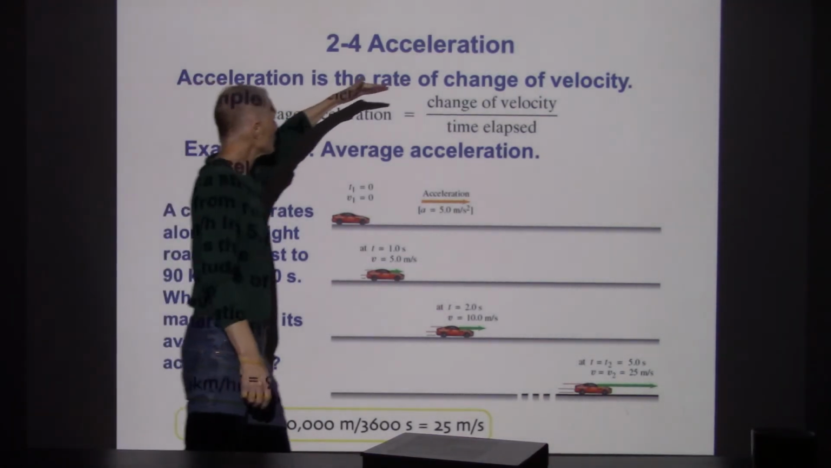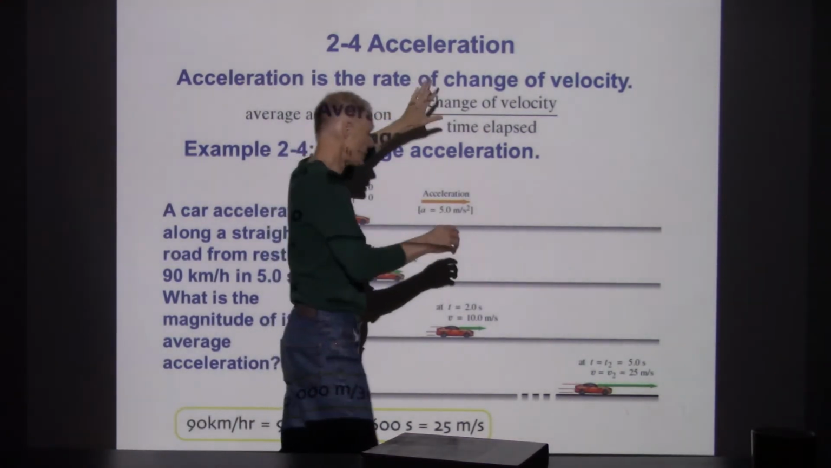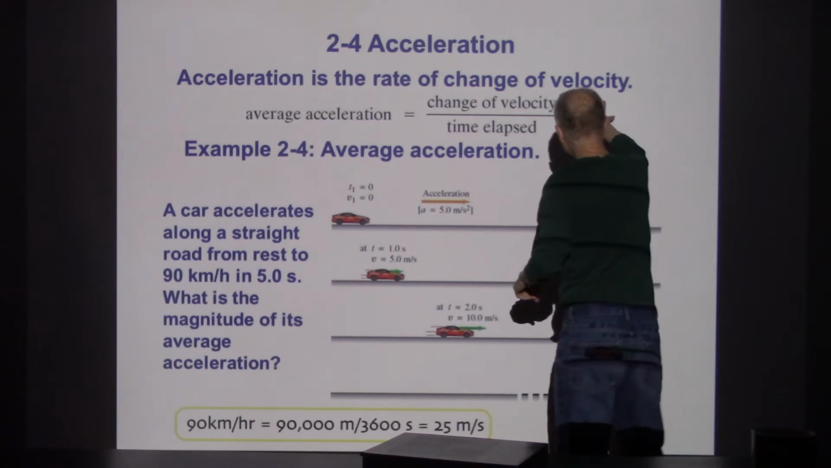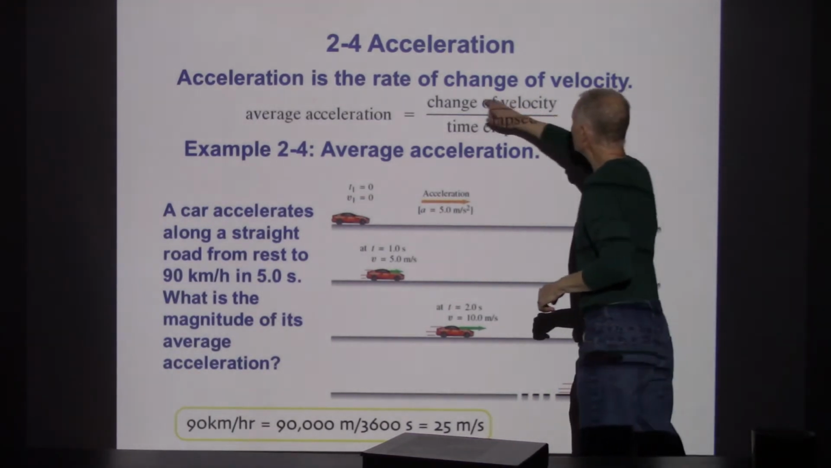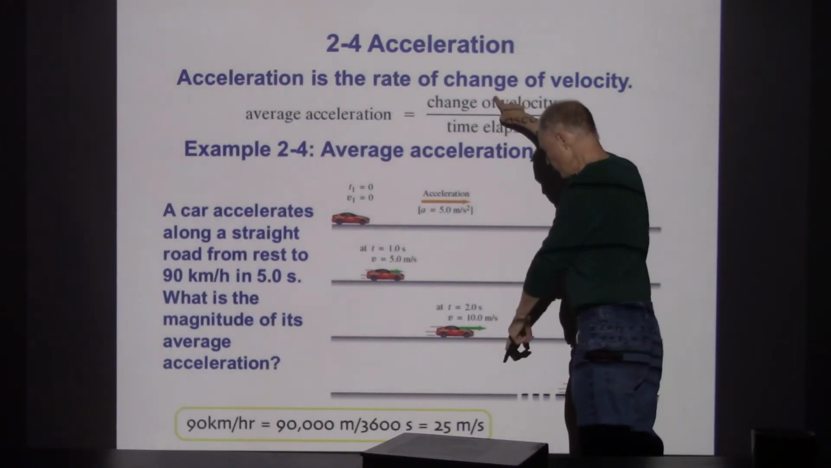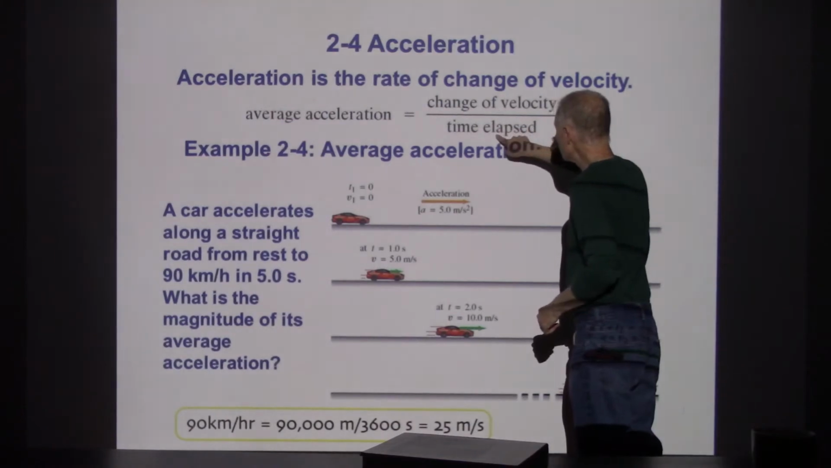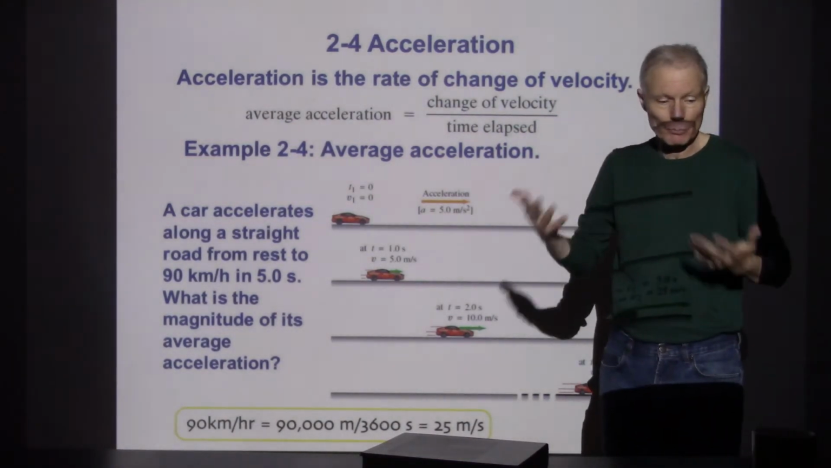Now, that's a 25 meter per second increase in velocity, so that goes here, and I should have written that right here. Maybe I can add it, or you guys can add it. But the change in velocity, it went from 0 to 25, that puts 25 meters per second on top, and then the time elapsed was 5 seconds. So 25 divided by 5 gives me 5.